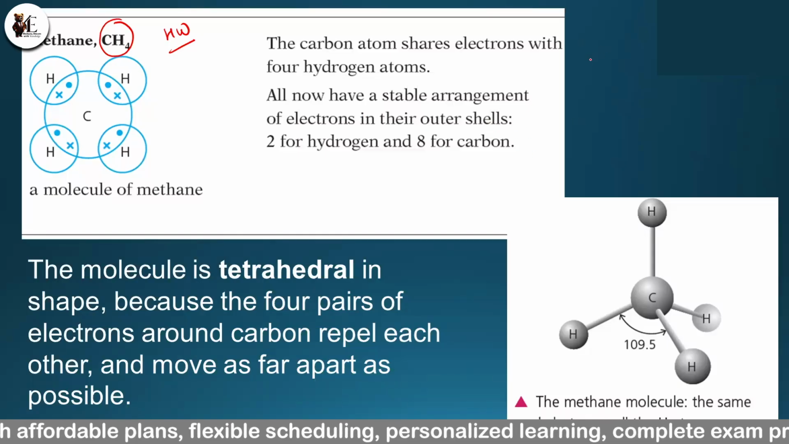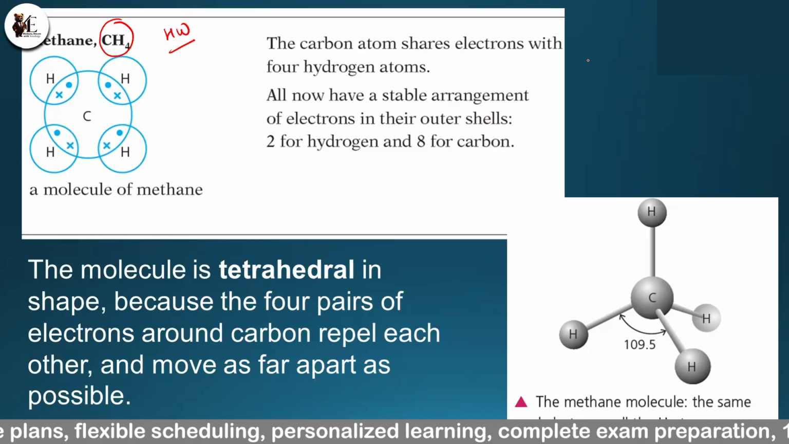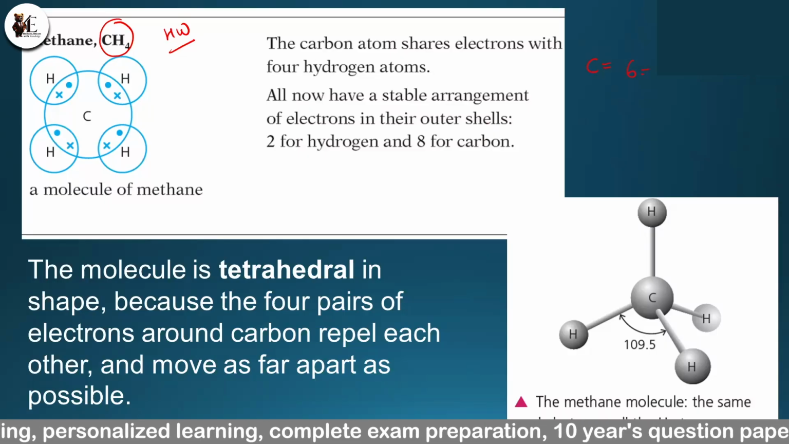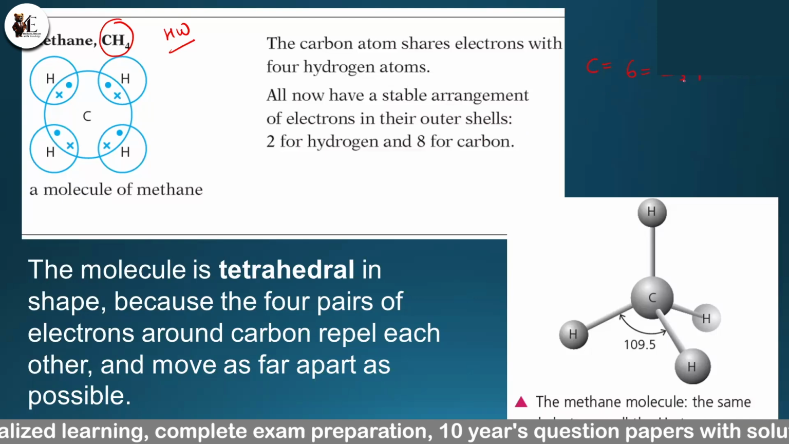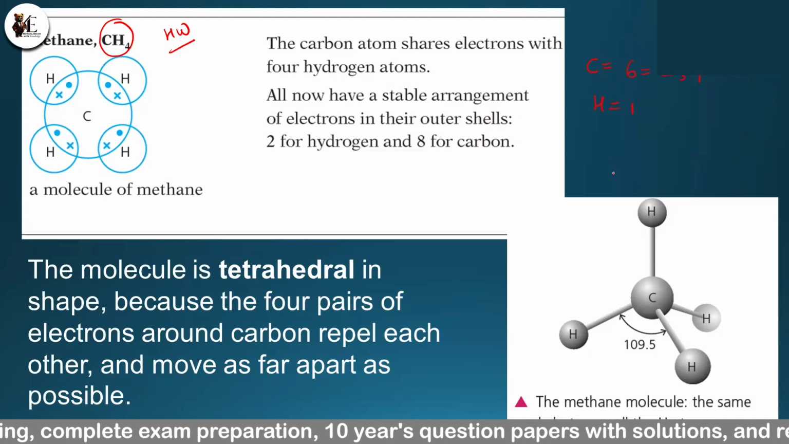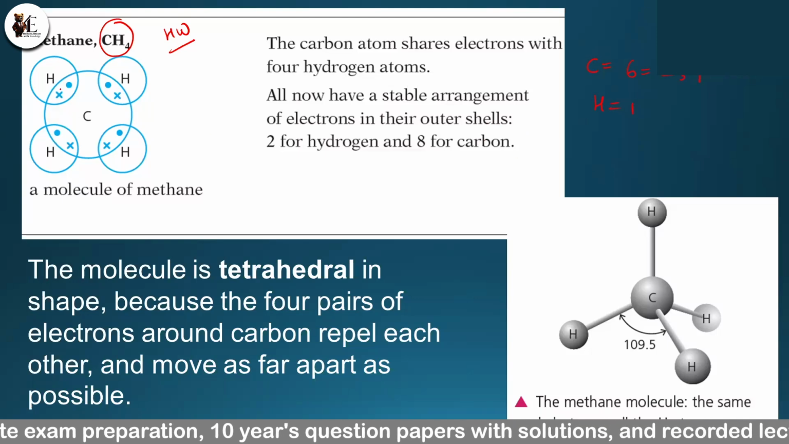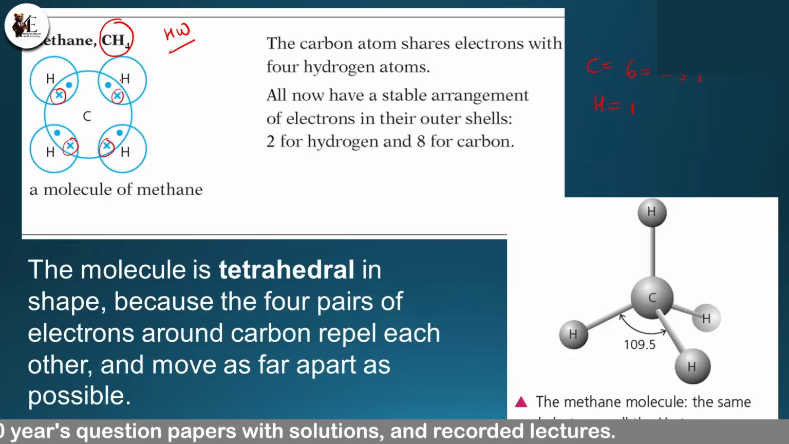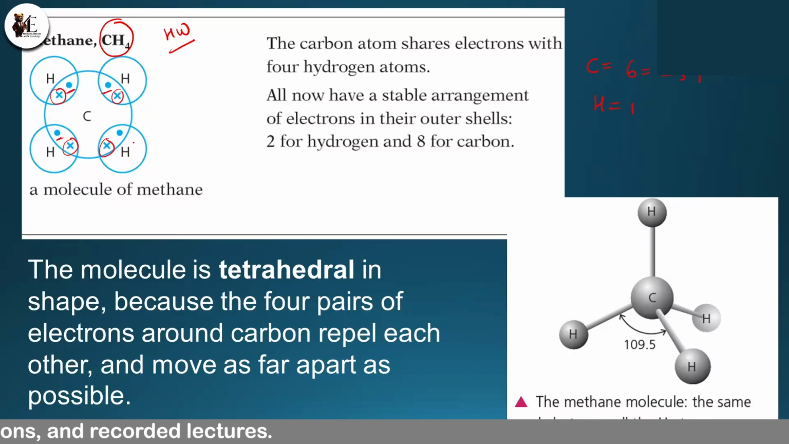So first of all, as I told you, the first step is to write down the electronic configuration. Carbon, atomic number 6, electronic configuration is 2, 4. Hydrogen is 1 as always. So you can see there is only one electron of hydrogen, one here, and one here also. And carbon has 4 electrons, which are represented by dots: 1, 2, 3 and 4.